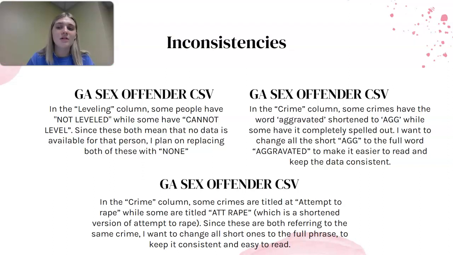And then in the crime column, some crimes were shortened, where "aggravated" was shortened to "ag," but since they all meant the same word, I just went ahead and used the full version. A very similar example in the same crime column would be sometimes it would say "ATT rape," which means attempted rape, and sometimes it would put the full word, "attempted rape."